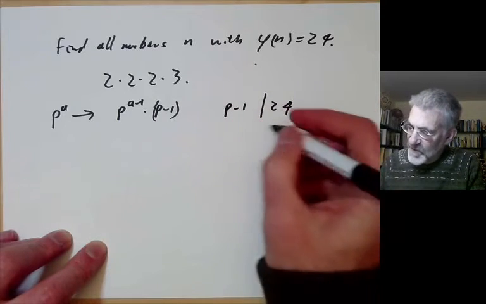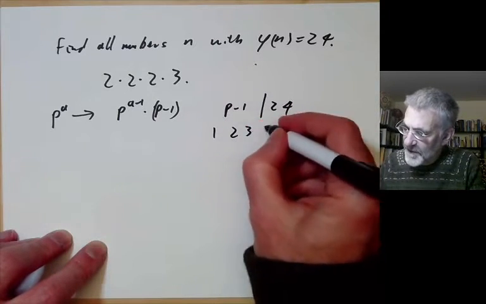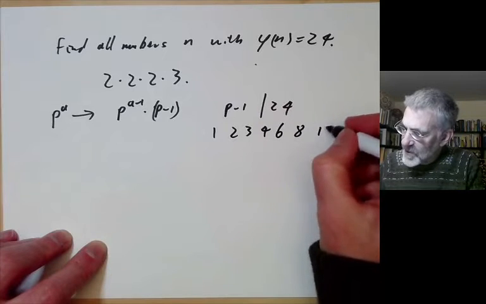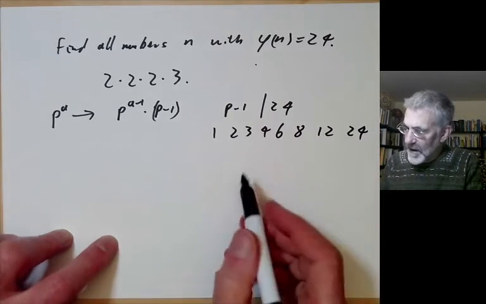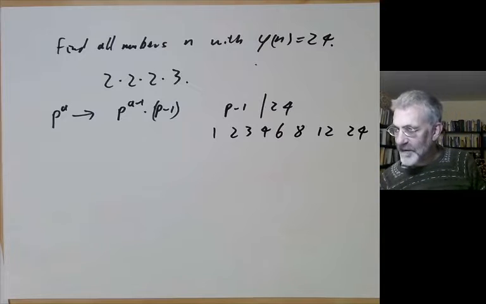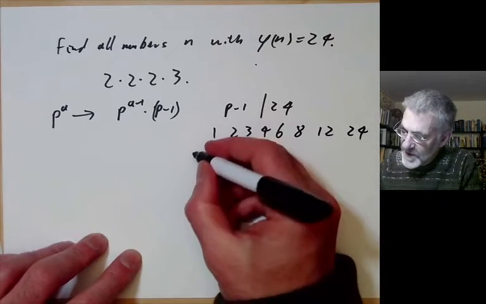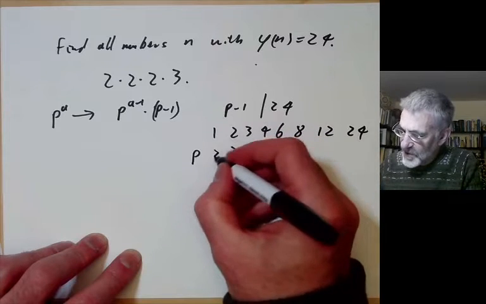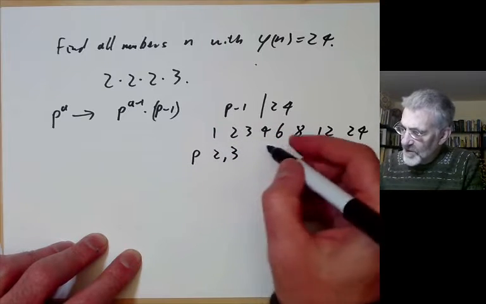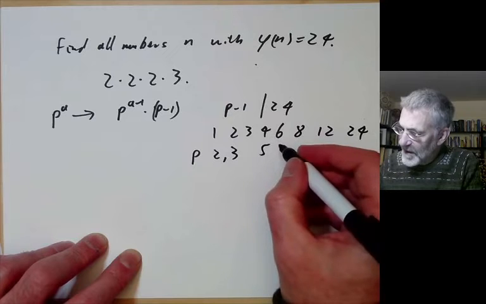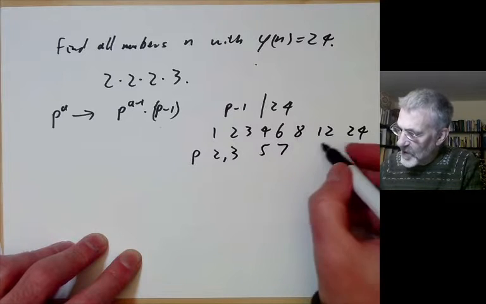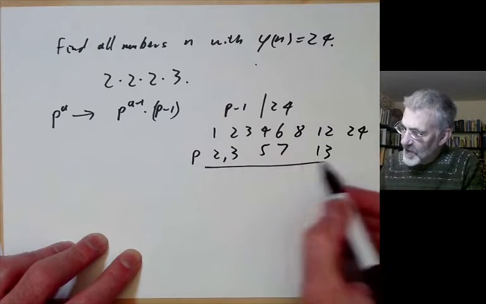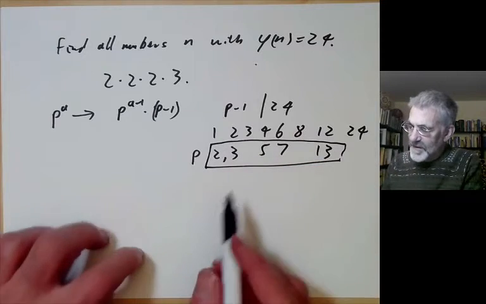So what are the factors of 24? Well, we have 1, 2, 3, 4, 6, 8, 12, 24. So one of these must be p minus 1. So the possible choices of p are 2 or 3. Well, 4 isn't a prime, so that's no good. Or 5, here we get 7. 9 isn't a prime, so we get 13. So the possible primes are these.